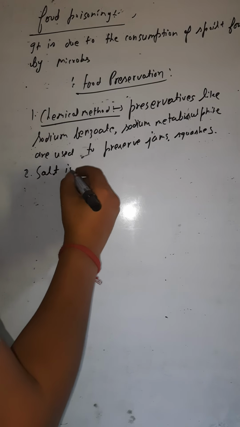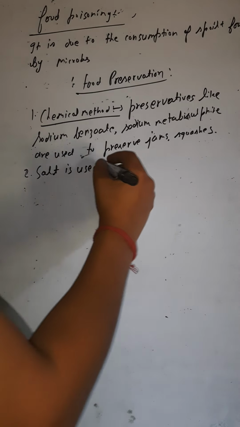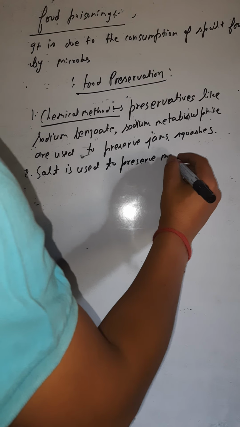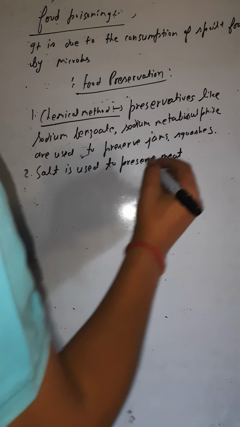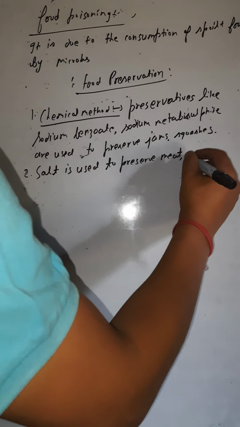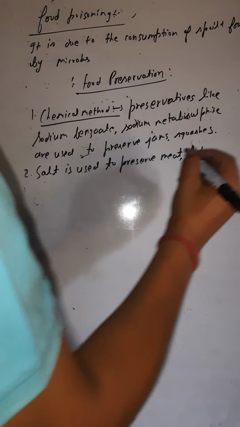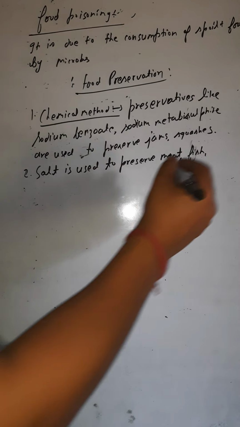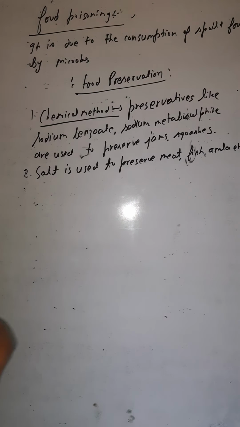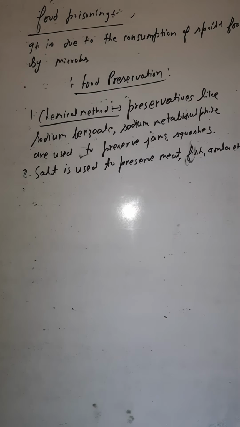Second one is salt, which is also used to preserve meat, to preserve fish, and to preserve amla, etc. So this salt is used to preserve these things. Okay, so this is the second one.